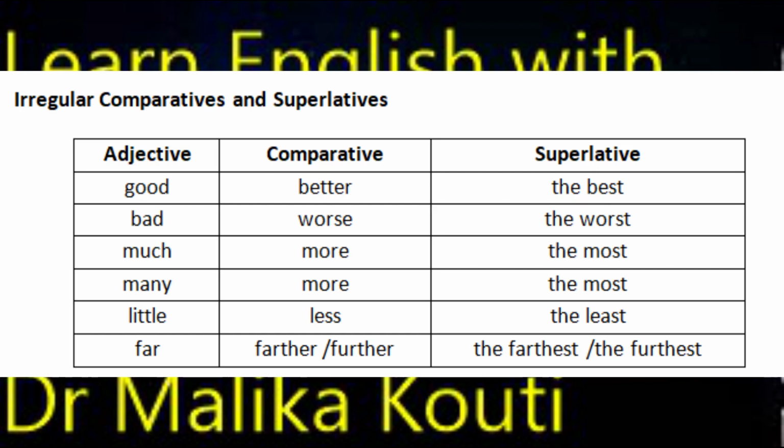Good, its comparative form is better, and the superlative form is the best. Bad, worse, the worst. Much, more, the most. Many, more, the most. Little, less, the least. Far, it has got two forms here for the comparative and superlative. So we can say farther or further, and the superlative form is the farthest or the furthest.